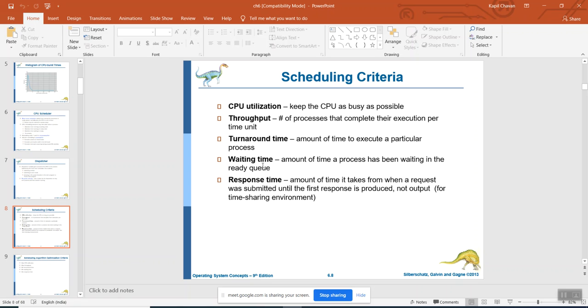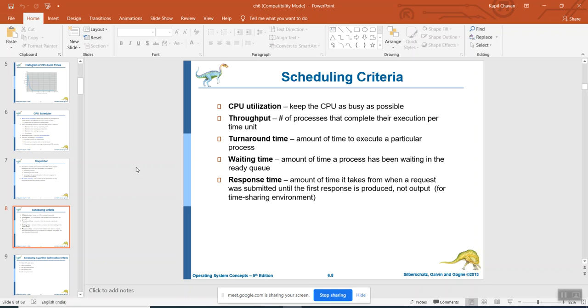Next is waiting time: the amount of time a process has been waiting in the ready queue. Suppose the short term scheduler selects your process in the ready queue. It stays in the ready queue with all the resources, and the time it spends there is nothing but the waiting time. This is the definition of waiting time: the amount of time a process has been waiting in the ready queue.